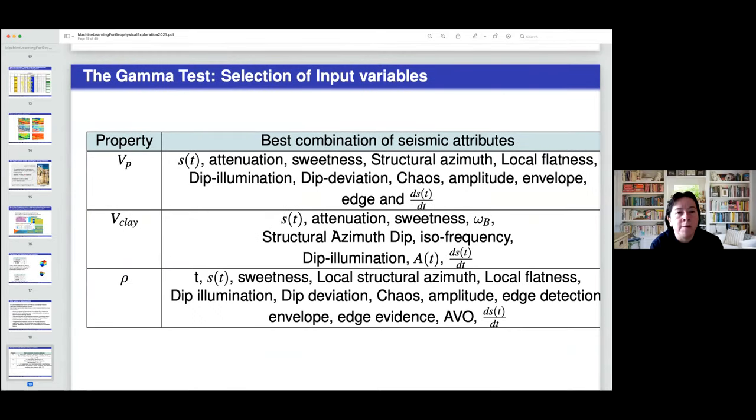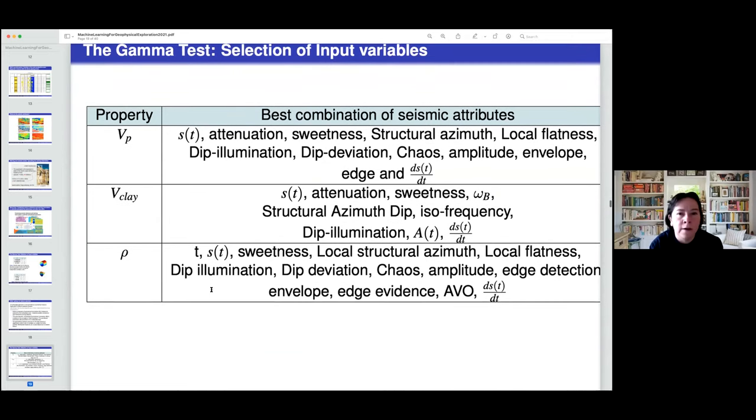Once I run my gamma test, for example, for the P wave velocity, this is my best combination of seismic attributes: attenuation, sweetness, structural azimuth, envelope, chaos, dip deviation, dip illumination. For volume of clay, I have a different set of attributes, and for density, another set of attributes.